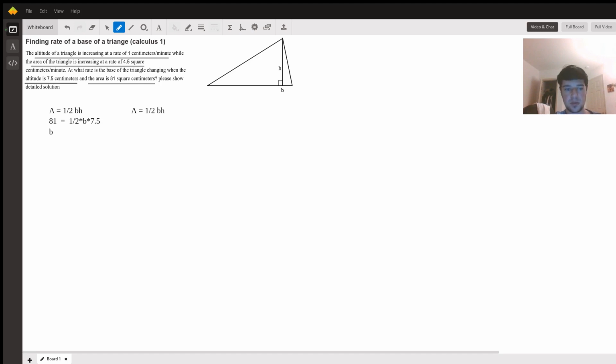Solving for B, I'm going to need the drawing calculations. We get 21.6 centimeters.